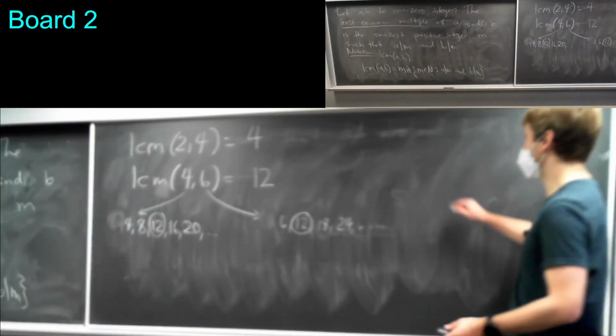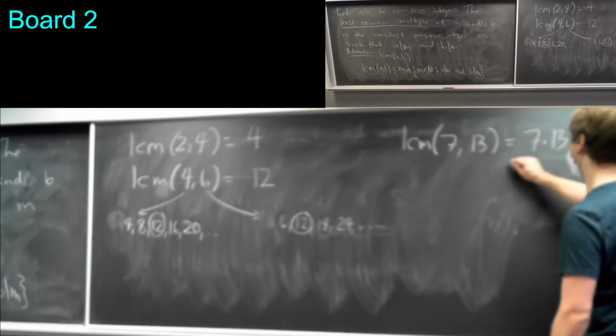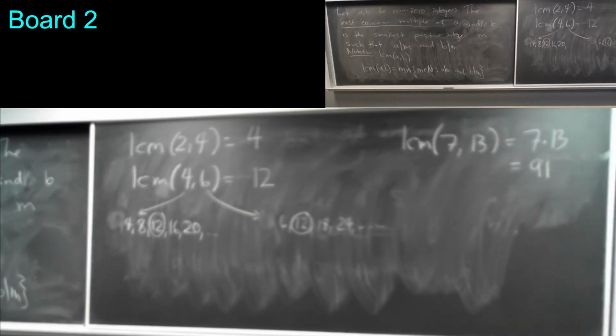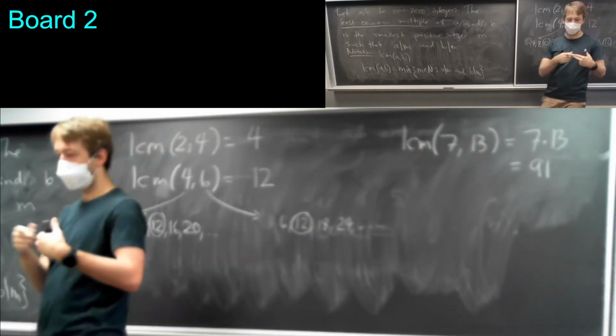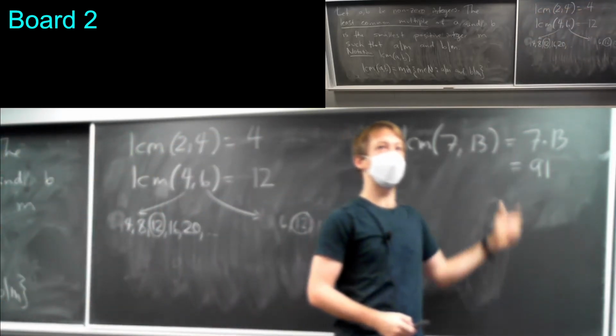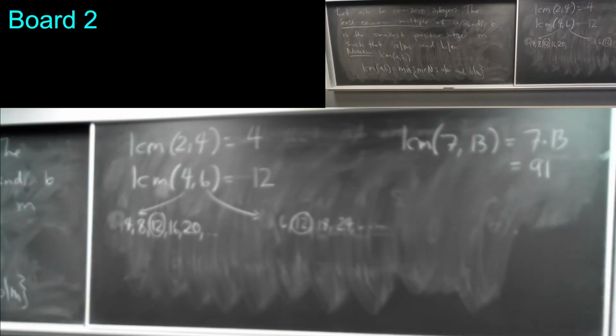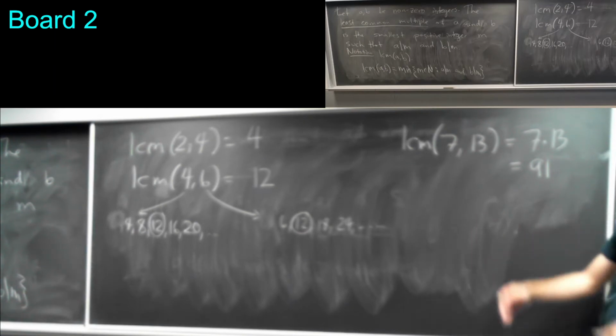What if I take LCM of 7 and 13? I have to actually think of what the answer is. Yeah, 7 times 13, whatever that happens to be, which I think is 91. But right, because if you think about the multiples of 7, this is easy because these things are prime. You're not going to see a multiple of 13 until you take 7 times 13. Any questions about these examples?